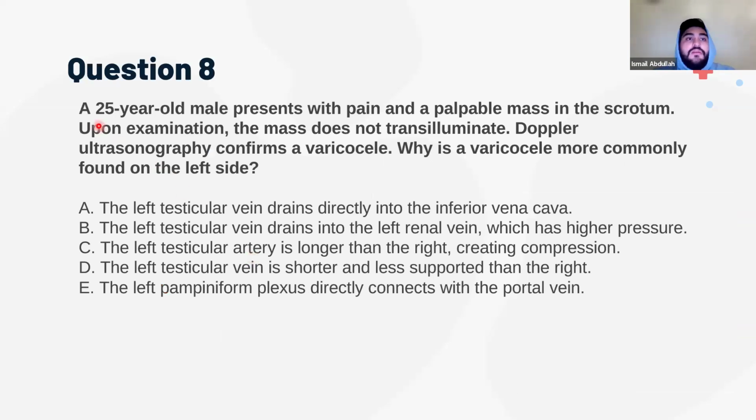All right. So moving on. This is a 25-year-old male who presents with pain and a palpable mass in the scrotum. Upon examination, the mass does not transilluminate. Doppler ultrasonography confirms a varicocele. Why is a varicocele more commonly found on the left side? So, what do you think? This is a pretty high-yield concept, so I think it's going to show up.